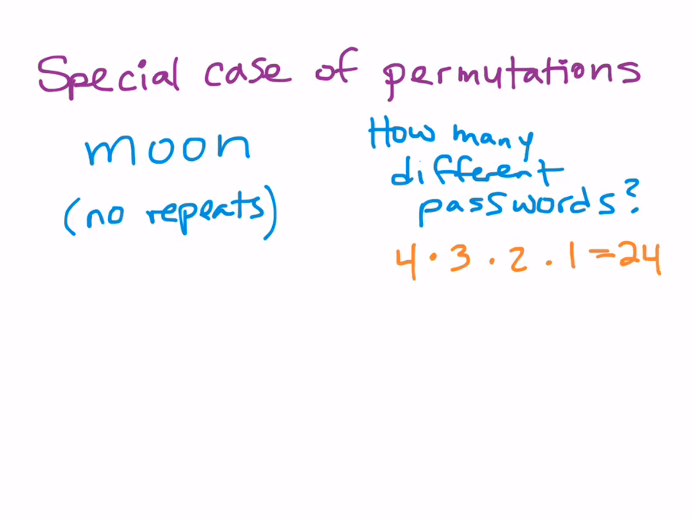However, maybe you are noticing that there is something different about moon than wind, and if not, I think that would be clear if we list out all of these 24 different passwords. So let's make a list here. This is a bit tedious, so we're not going to do this more than once, and there definitely is a shorter way. So let's list first all of the passwords that start with M.